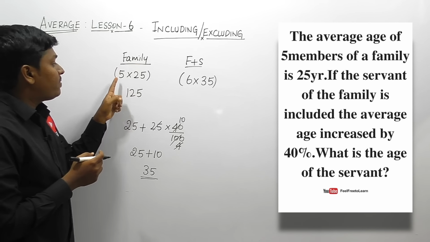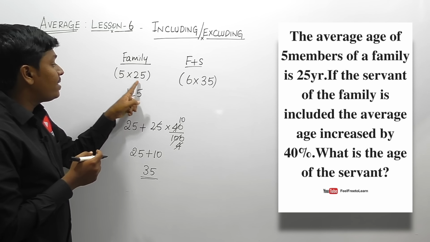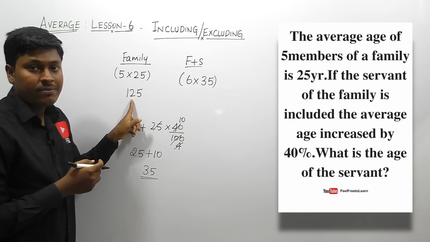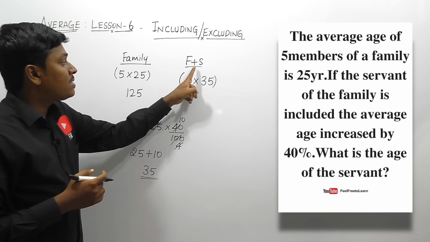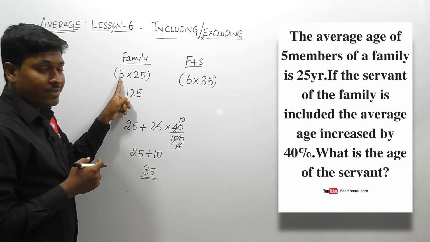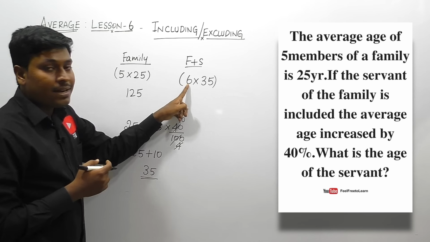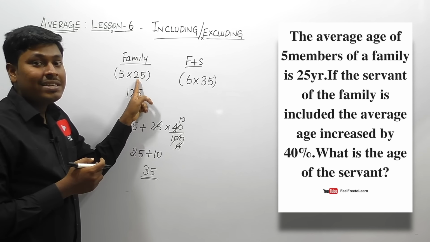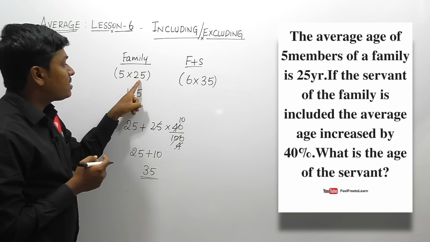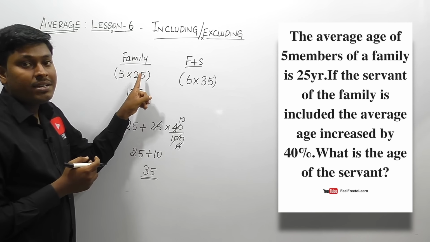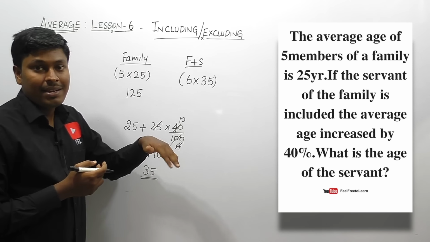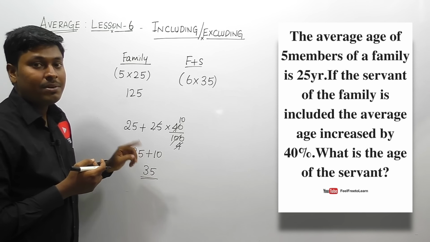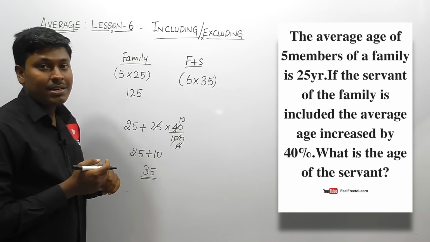The family has 5 members, so 5 into 25 will be the total age of the family, that is 125. Now the servant is added, so it will be 6 members, and because the servant is added, the average is increased by 40%. So 40% of 25 will be 10. Already it is 25, so 40% is increased, right? So we can say that 25 plus 10 will be 35. Now the average will be 35 for 6 members.